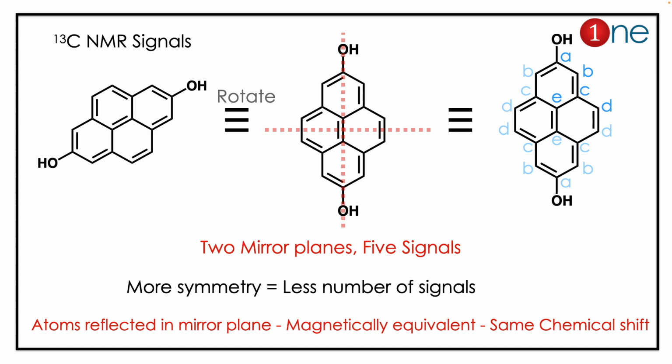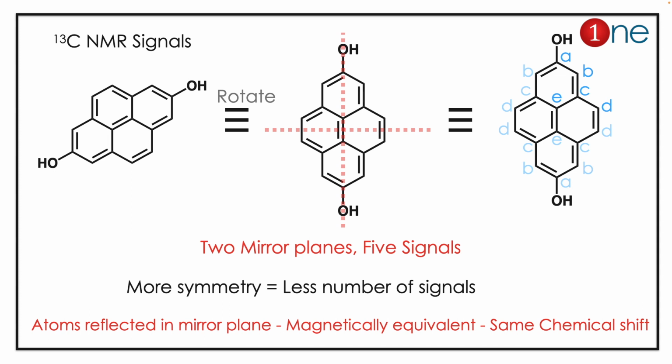Before finding the number of signals, you have to find if there is any symmetry inside the molecule. By looking at it blindly, you might make a mistake. You have to rotate the molecule. If you rotate it, you can see there are two planes of symmetry present inside the molecule. So two mirror planes create more symmetry.